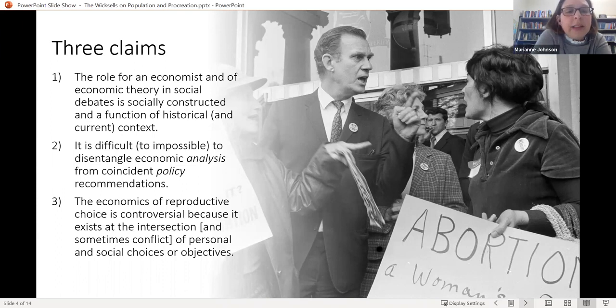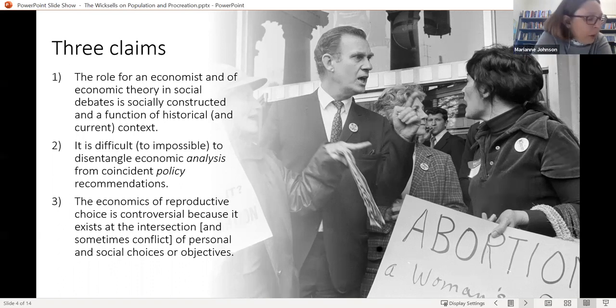The second theme is, at least in the case of Wicksell and some of the later Swedish economists, it's difficult to impossible to disentangle the economic analysis from the economic policies that they recommended. So, for example, in the case of Wicksell, he identified his policy solution, which is a stationary or declining population, well before he developed the economic theory behind it.